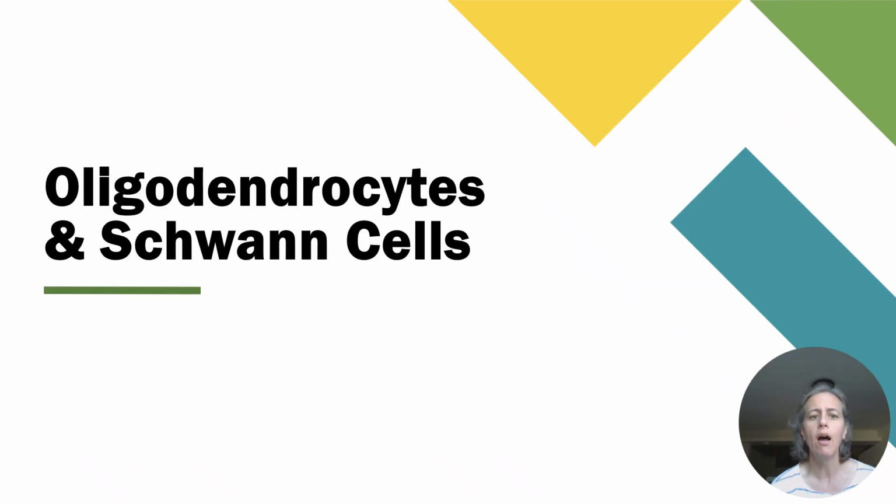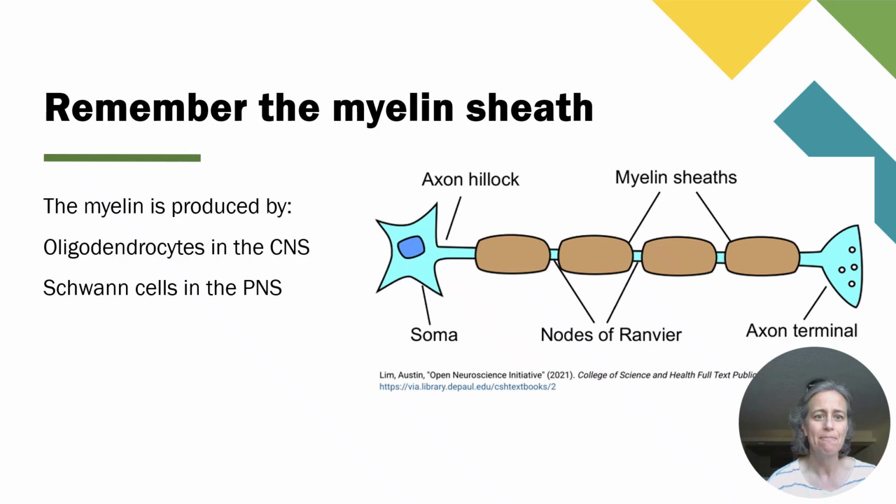Next, we're going to talk about oligodendrocytes and Schwann cells. Now, those are two different types of glial cells, but their functions are almost identical, so we're going to talk about them together, kind of like Tweedledee and Tweedledum, if you know who that is. So these cells produce the myelin sheath.